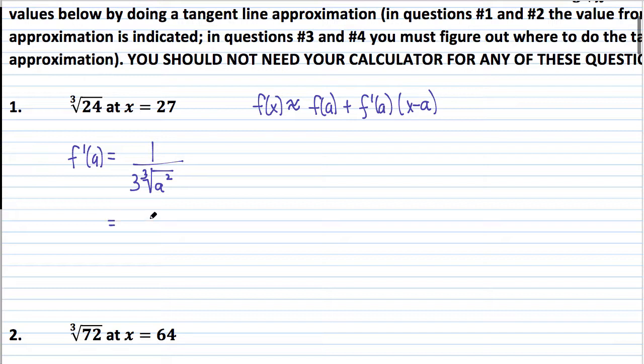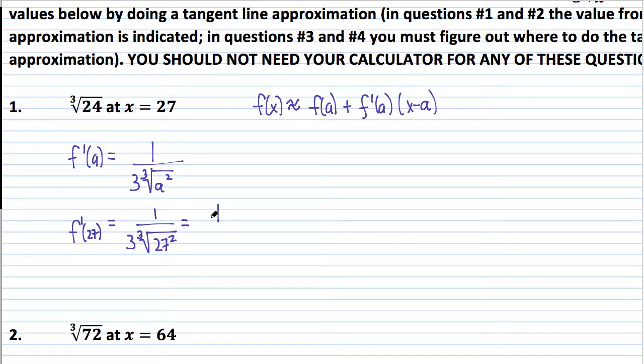If we want to find f prime of 27, then we're going to have 1 over 3 times the cube root of 27 squared. We can do this in any order. We can do the cube root then square, or square then cube root.